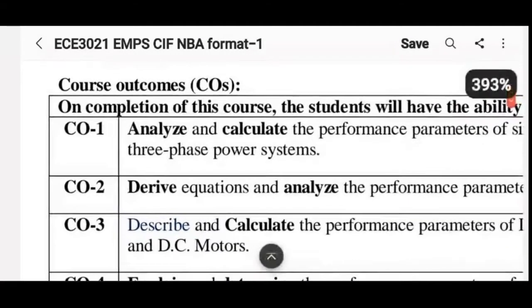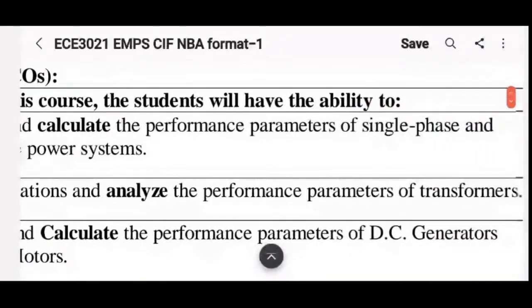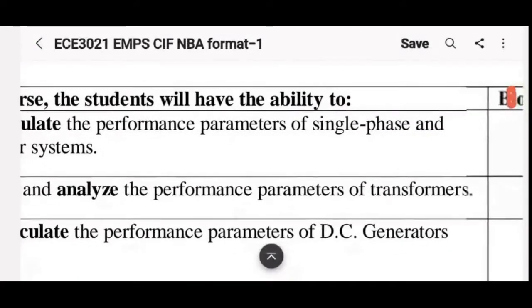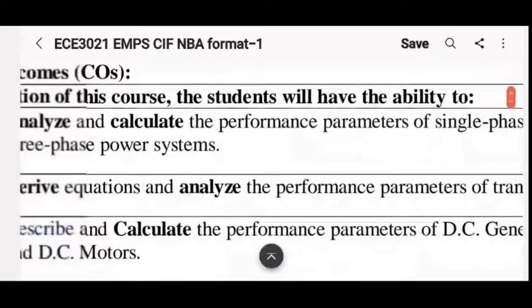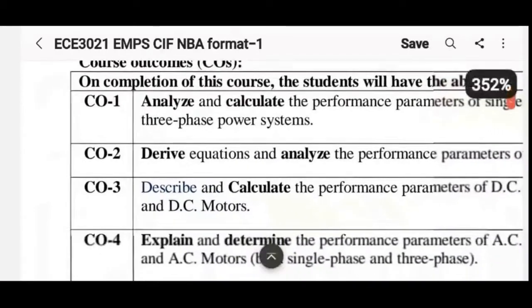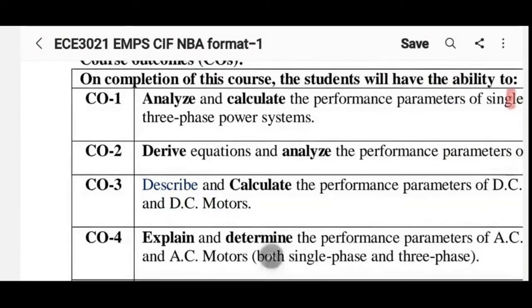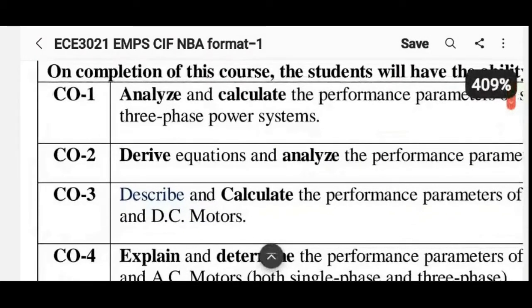So we will spend a lot of time in the beginning to first review the single-phase systems from the power and energy point of view. And then we would move on to three-phase systems, which are the backbone of modern power systems. I'll explain why three-phase systems are preferred over single-phase systems, especially for high power generation and transmission. So that will be the objective or outcome one.